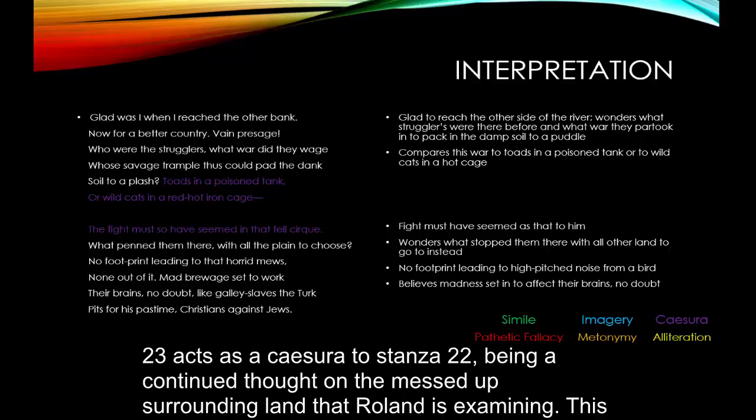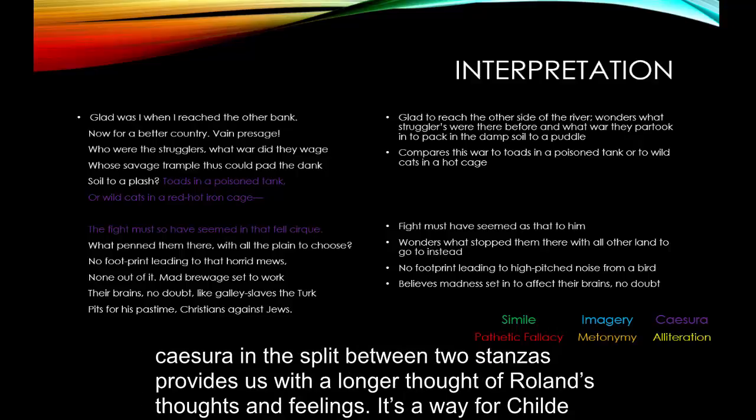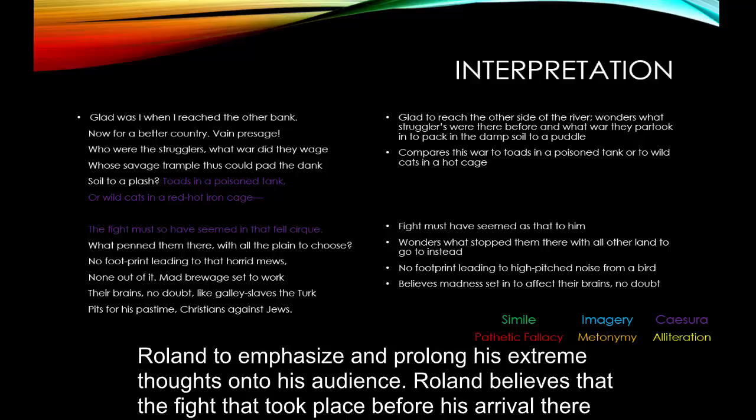Stanza 23 acts as a caesura to stanza 22, being a continued thought on the messed up surrounding land that Roland is examining. This caesura, in the split between two stanzas, provides us with a longer thought of Roland's thoughts and feelings. It's a way for Childe Roland to emphasize and prolong his extreme thoughts onto his audience.